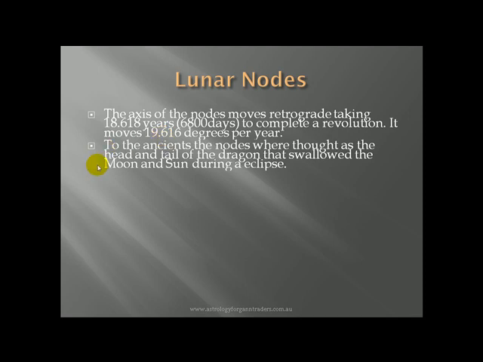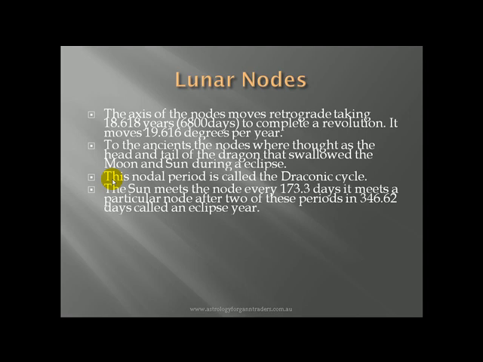To the ancients, the nodes were thought of as the head and tail of a dragon that swallowed the moon and the sun during the eclipse. So the north node would be the head and the tail would be the south node. The nodal period is also called the draconic cycle.